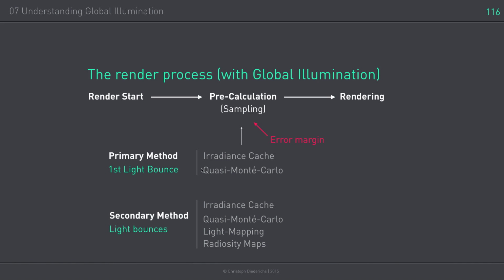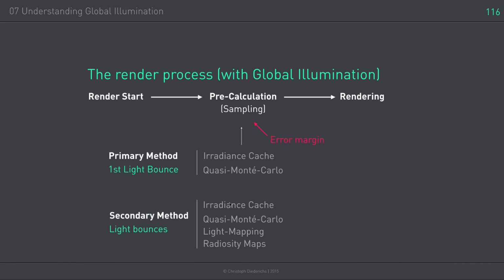In fact, quasi-Monte Carlo is the most precise and the render setting with the best quality, but it also takes the most time to render. We then have the irradiance cache, which is a little bit faster, but also is not as detailed and accurate as the quasi-Monte Carlo rendering.